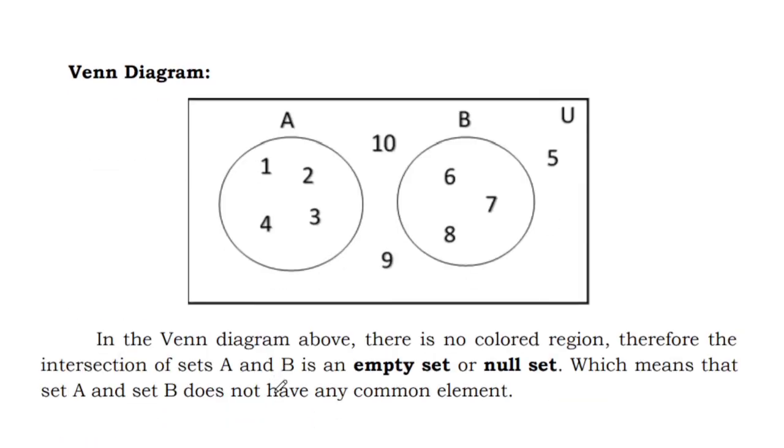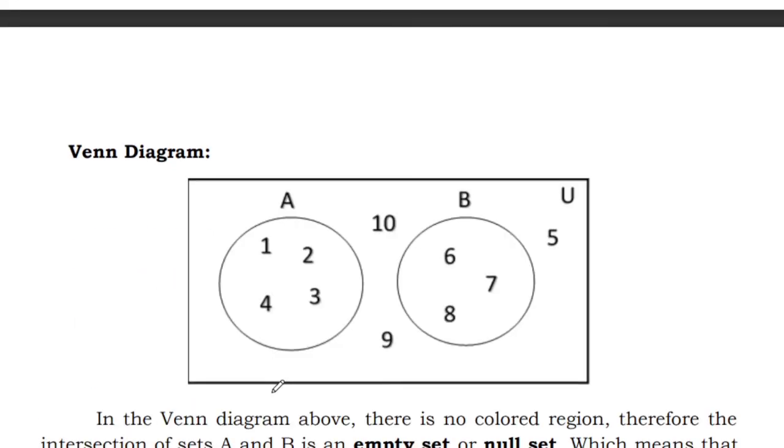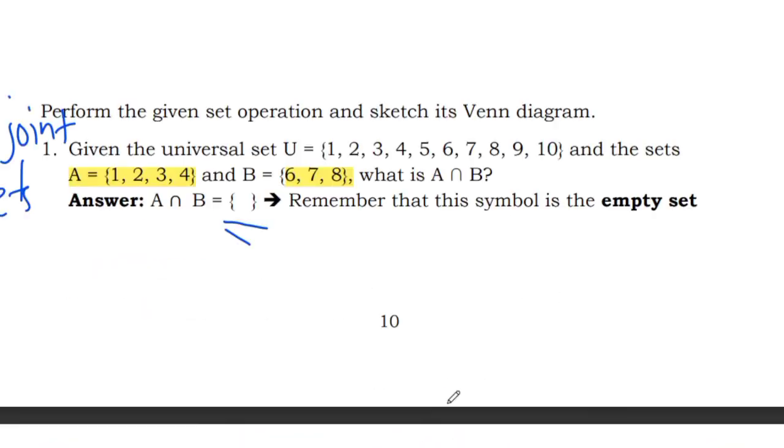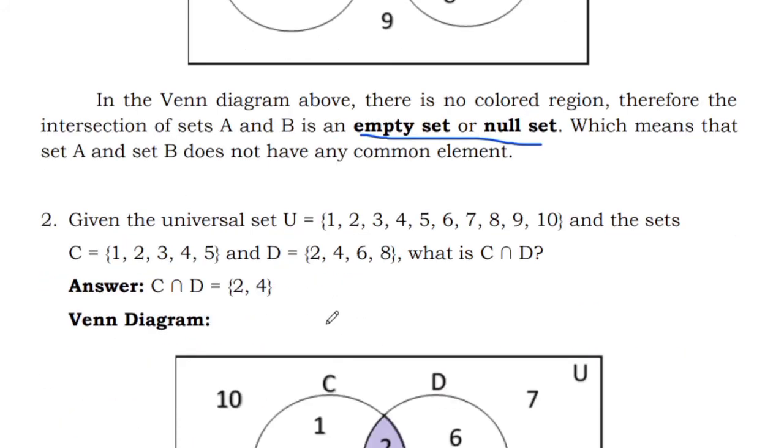So as you can see in the Venn diagram given, we have the universal set. Set A has the elements 1, 2, 3, 4, while set B has 6, 7, 8. The elements which are not found in both A and B are 5, 9, and 10. The intersection here is just the empty set or null set.